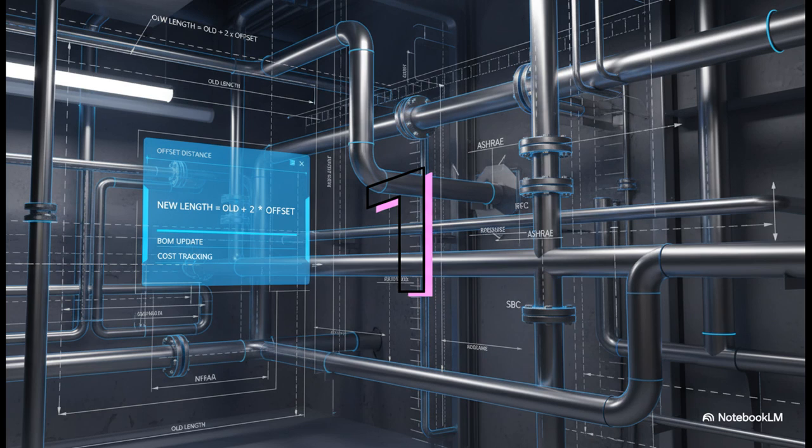The new pipe length is simply the old length plus 2 times the distance you need to offset to get around the tray. It's a simple bit of math, but it's absolutely vital for updating the project's bill of quantities and keeping track of costs. Every change has a ripple effect.